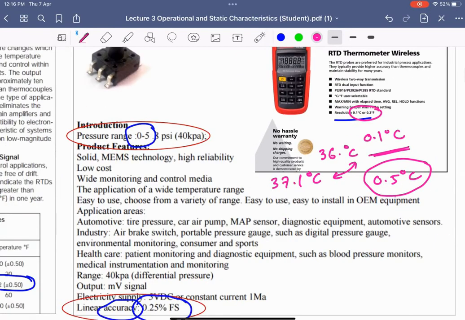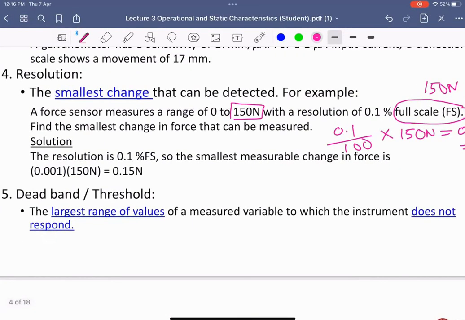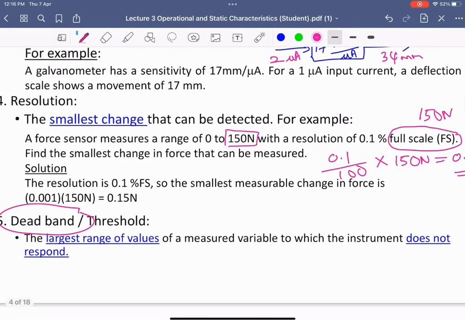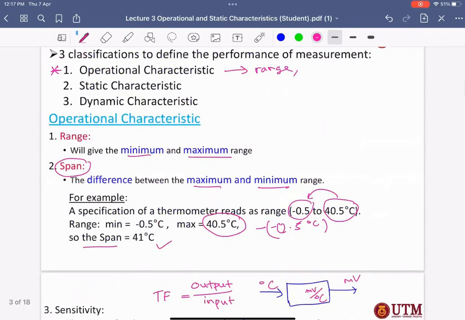So the resolution is done, then dead band. Dead band means the largest range or largest value that your instrument cannot respond to. For example, the range of the sensor is 0 to 20 Newton, and the scale shows the maximum value, meaning I cannot measure anymore. That is what we call the dead band. So this is the operational characteristic.